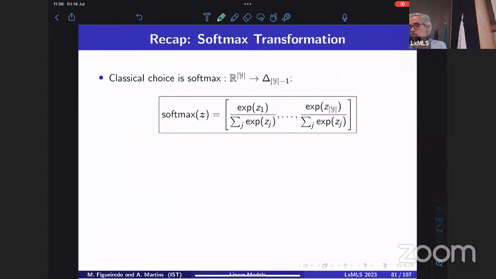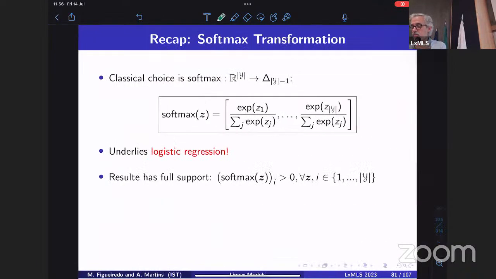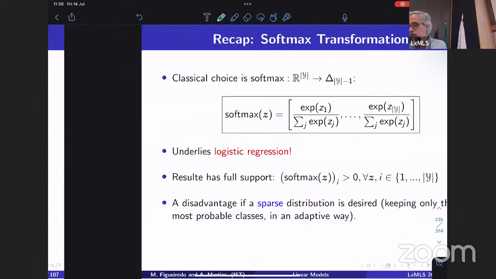But there are other things that do. Okay, so this is softmax. We already saw it satisfies standardized logistic regression. The results have full support. Because they're exponentials, all of the components of softmax are strictly larger than zero. So when you run some method that produces class probabilities, you always get non-zero probabilities for all the classes. Maybe small for some, but they're all non-zero, okay?